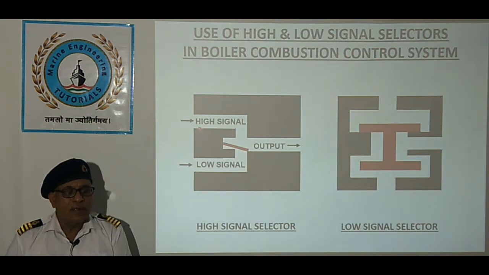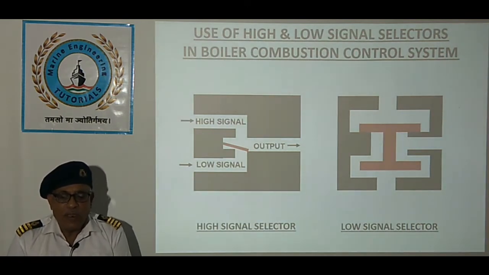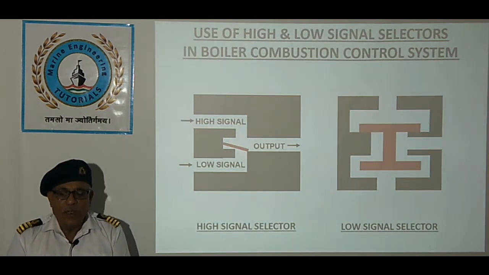Here we can see that two signals are coming, the high and the low signal, and we can see that the low signal is blocked and high signal is going to the output. The combustion process works in such a way that during the increasing load, it increases the air first and then increases the fuel by using high signal selector. It first blocks low signal and high signal goes to the output to increase the air supply.